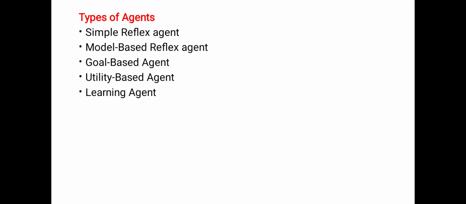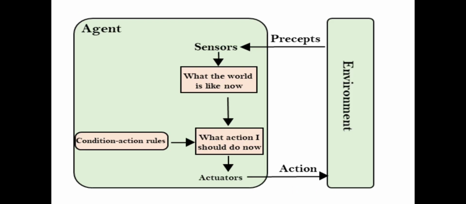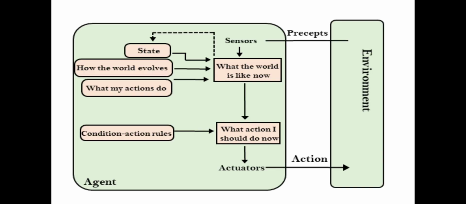Types of agents. There are different categories of agents: simple reflex agents, model-based reflex agent, goal-based agent, utility-based agent and learning agent. The simple reflex agent is one which takes the action based upon the current situation. It ignores the history of perceptions. It is fully observable. It observes the current environment and takes the actions. Whereas model-based reflex agents have both the memory as well as percept history. Based upon the internal memory and the perception, it senses the environment, it gains the knowledge about how things happen in the world, and it is a representation of the current state depending upon the percept history.